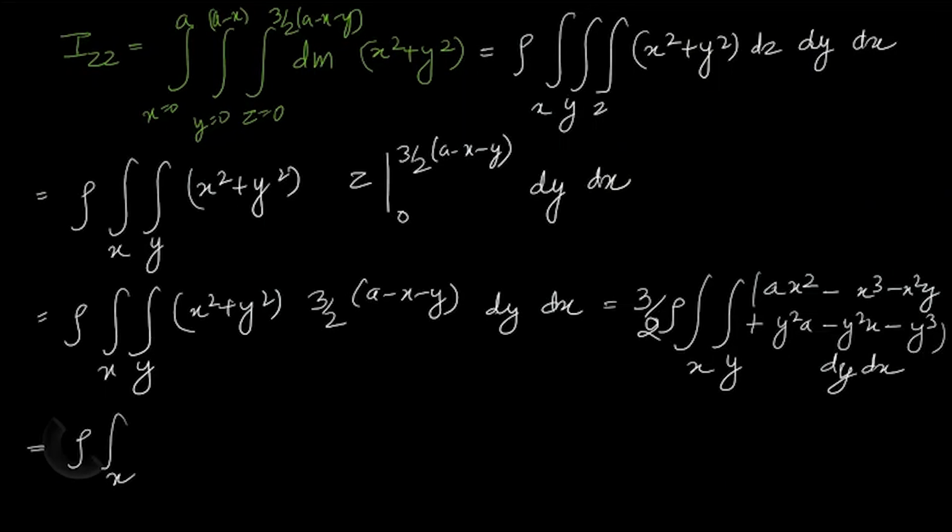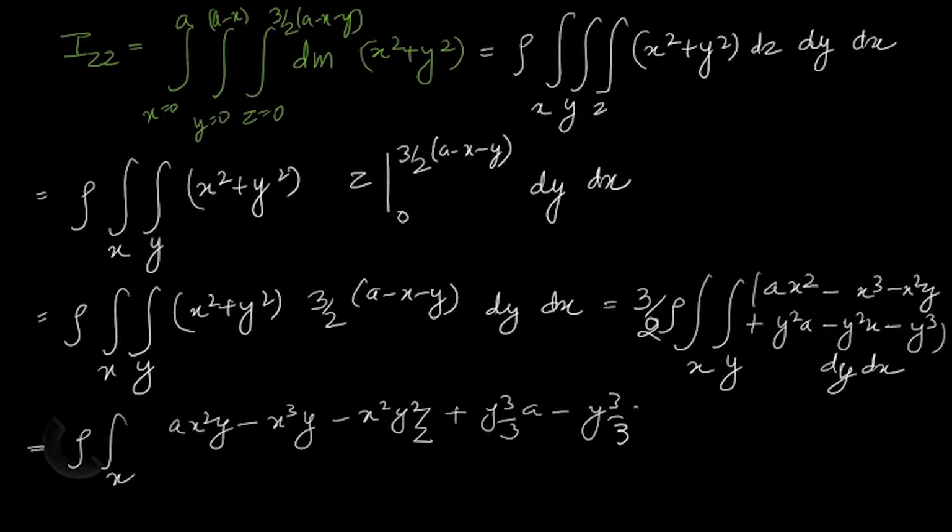So it's rho x y. Let's integrate with respect to y now. a x squared y minus x cubed y minus x squared y over 2 plus y cubed over 3 a minus y cubed over 3 x minus y to the power 4 over 4, dy, so it's going from 0 to a minus x, dx.